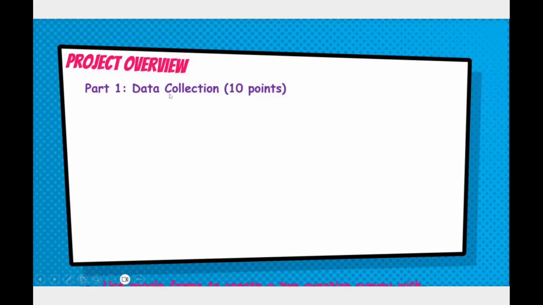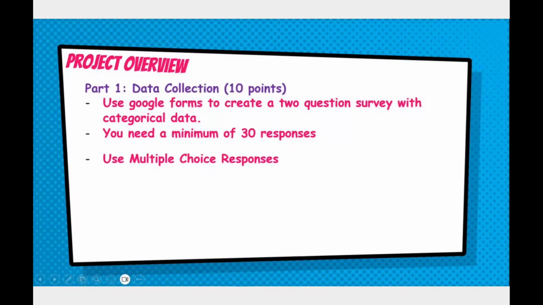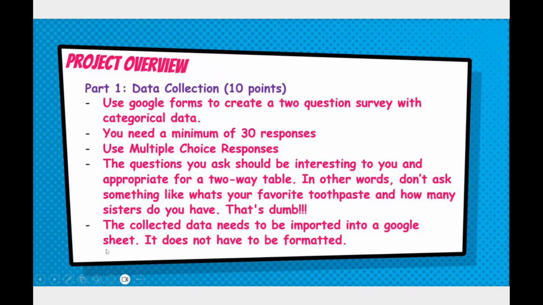So part one is your data collection. It's worth 10 points. You're going to use Google Forms to create a 2-question survey with categorical data. You need a minimum of 30 responses. Use multiple choice responses. And the question you ask should be interesting to you and appropriate for a two-way table. In other words, don't ask something like, what's your favorite toothpaste and how many sisters do you have? Those have nothing to do with one another. The collected data needs to be imported into a Google Sheet. It does not have to be formatted.